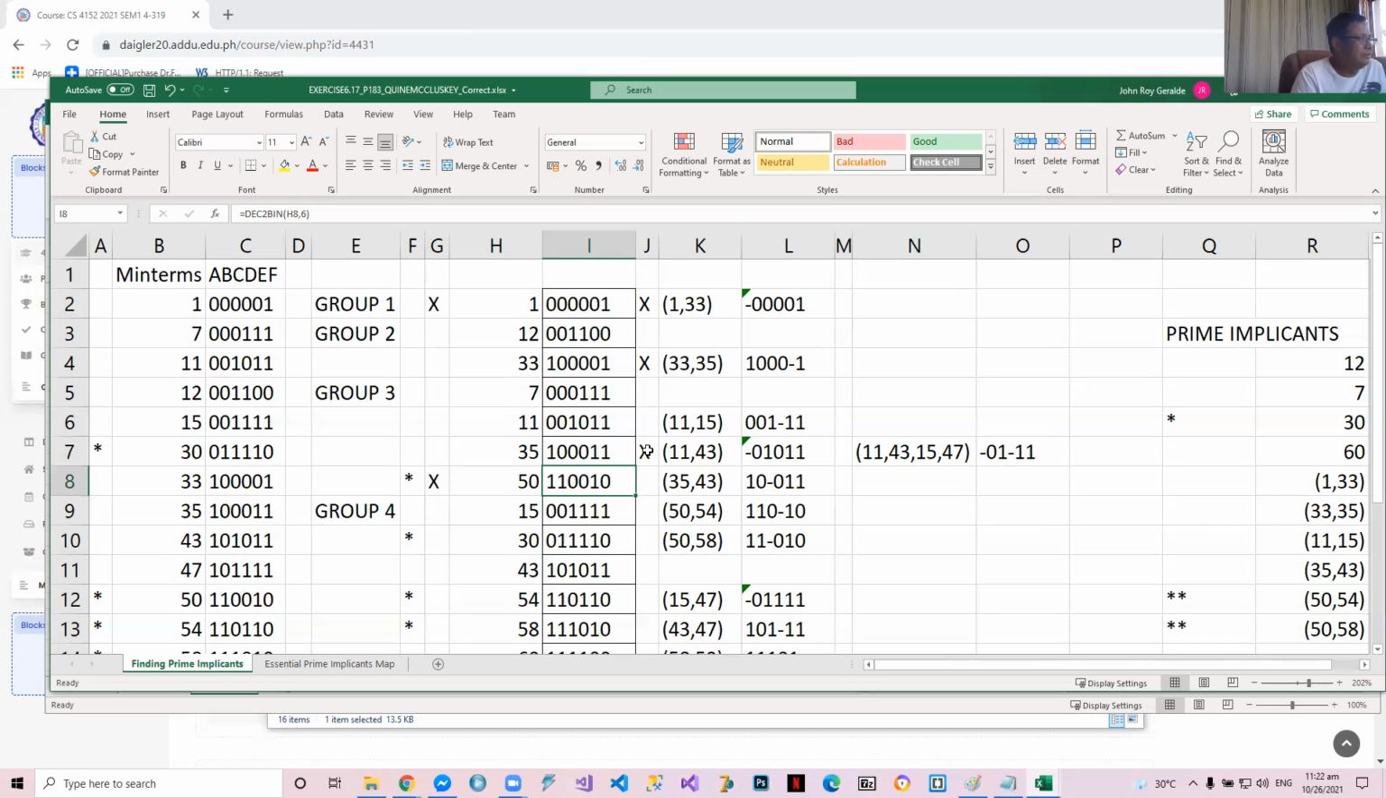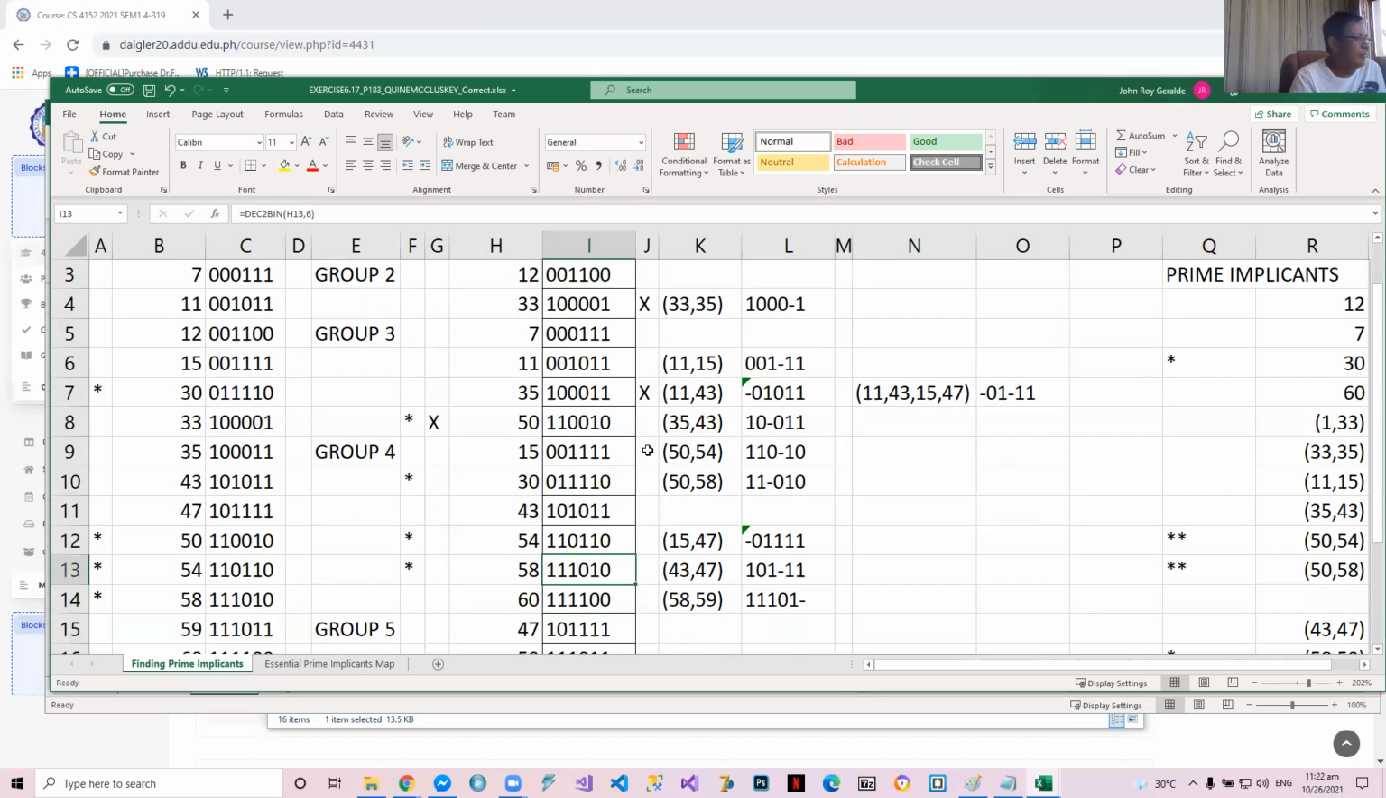So we're done with group 2. We'll go to group 3. We are going to compare each member of group 3 to each member of group 4. So this one is a bit long, no?